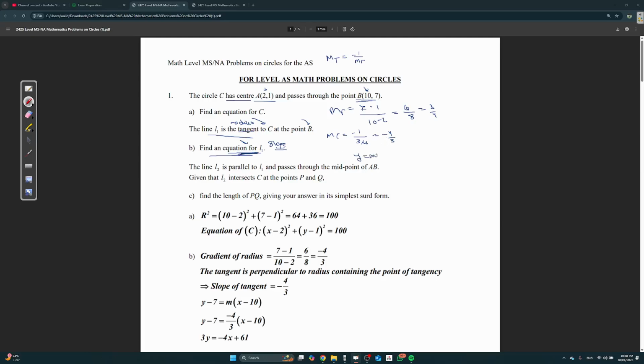Remember, y is equal to mx plus b. Now we found the slope, so we're going to do y is equal to negative 4 over 3 x plus b. So we're missing the b, right? So how do we do it? We plug in a point on the tangent.